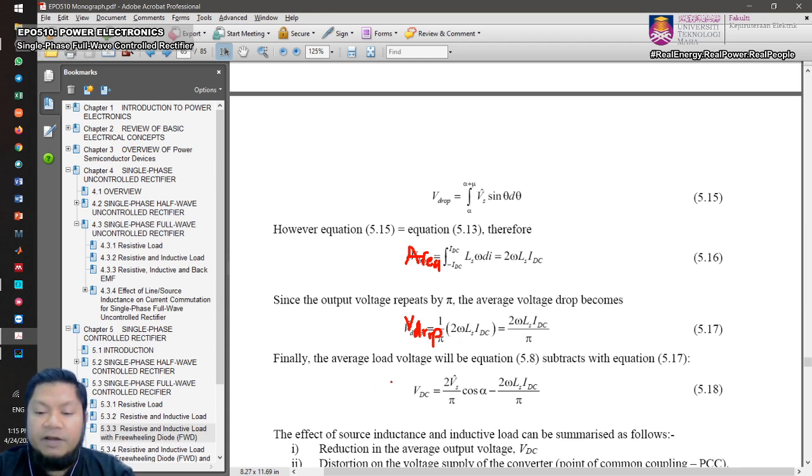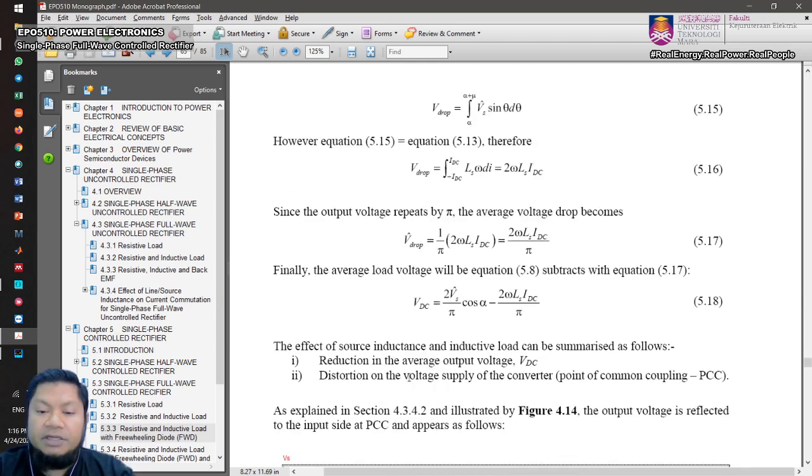Okay, and finally you have the output voltage VDC equals 2 V peak over pi cos alpha minus 2 omega Ls IDC. Right? So that is the effect of source inductance, and therefore you have two effects of having that source inductance. The first one is a reduction in the average output voltage VDC because you have the missing area there.